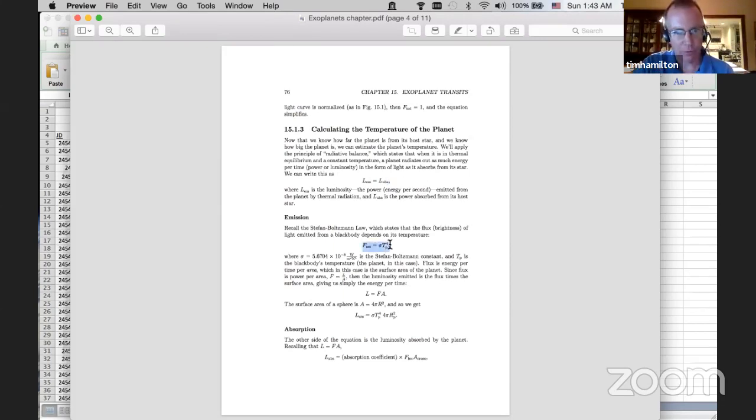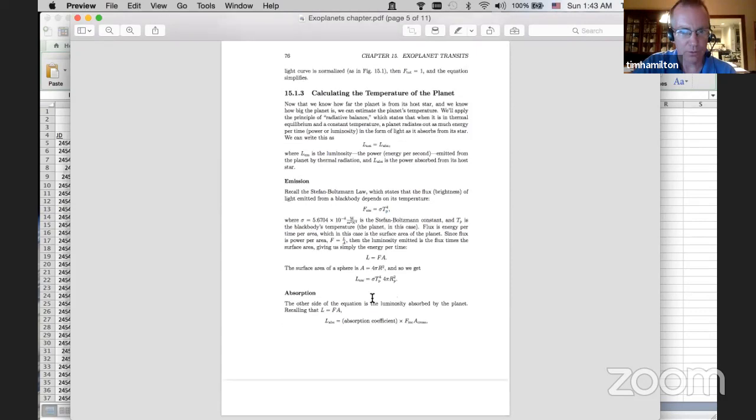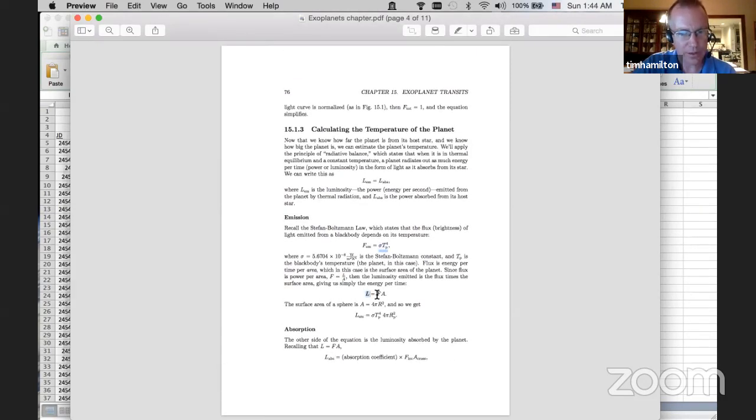Okay, so we use the Stefan-Boltzmann law, sometimes called Stefan's law, which says that the flux emitted by a black body is equal to sigma, that's the Stefan-Boltzmann constant, times the temperature of the black body to the fourth power. And that body here is the planet. Furthermore, luminosity is equal to flux times the surface area, and the surface area of a sphere is given by this. So that gives us the luminosity of the infrared light emitted by the planet in terms of its temperature and its radius. But we already know its radius.